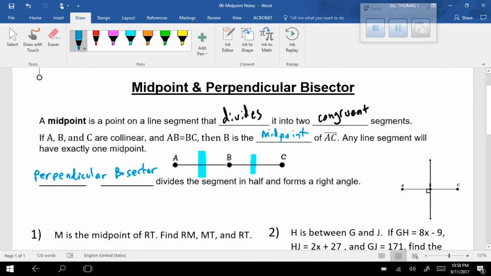It divides the segment in half, and here's a picture right here. It divides the segment in half, and forms a right angle. Remember, you draw the little square on the angle when it's a right angle. Right means how many degrees, y'all? 90, that's right.